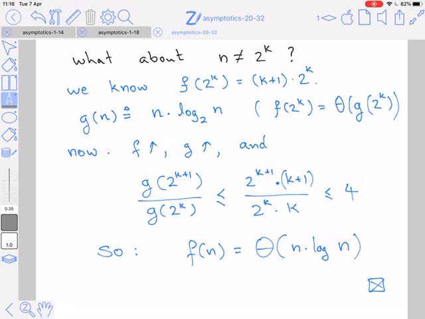Now you may ask, what do we do when n is not a power of 2? Well, we know that f of 2 to the k is k plus 1 times 2 to the k. Let's define g of n to be n log n.